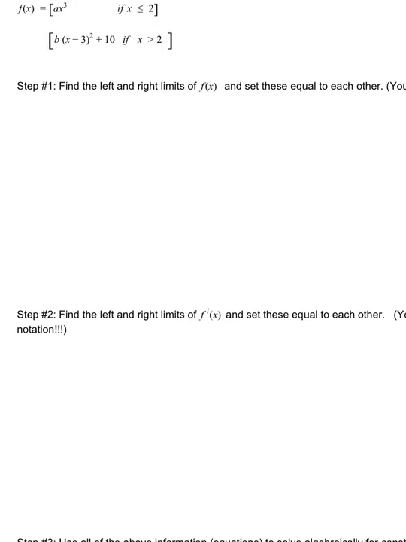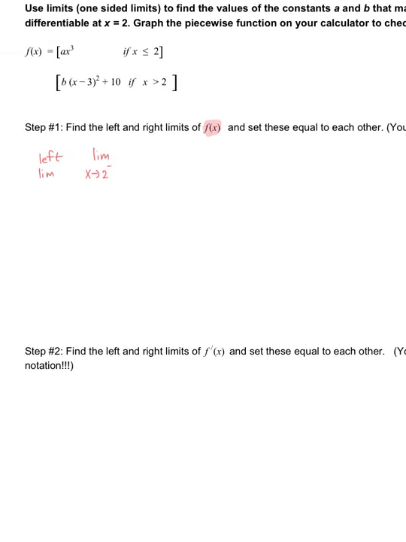Okay, so I'm going to highlight that, the original function. This is exactly what we did in trimester 1 when we were working with continuous piecewise functions. So we find the left limit. We use correct calculus notation: the limit as x approaches 2 from the left, with a little minus sign up there. What is our left function? Well, less than or equal to 2 is to the left of 2 on a number line. So this is my left function, ax cubed.